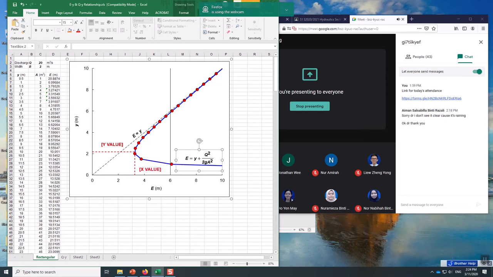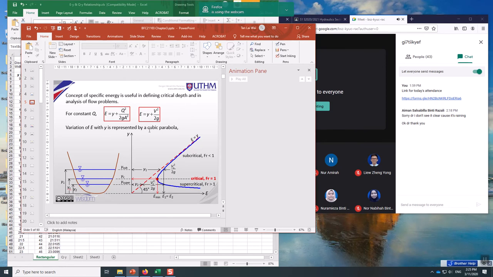So that's why I want you to learn how to use your calculator to solve by trial and error. Because if you press solve once, you'll get one value of Y, and if you press solve another time, you'll get another value of Y. In this chapter, we are trying to solve this expression. For rectangular, I could write this expression in terms of lowercase q squared over 2g y squared. So I can solve my Y using trial and error. So it's similar to this graph here.